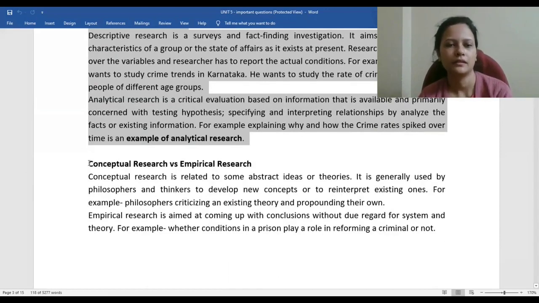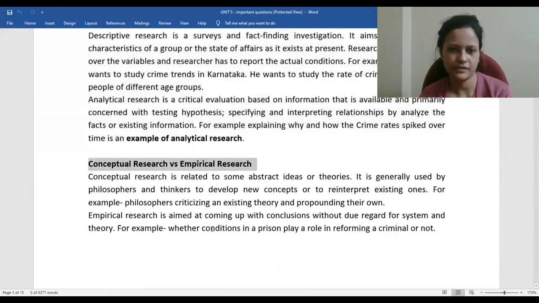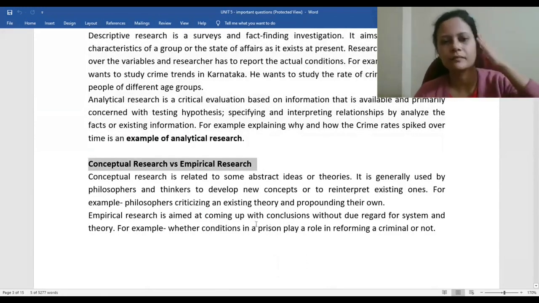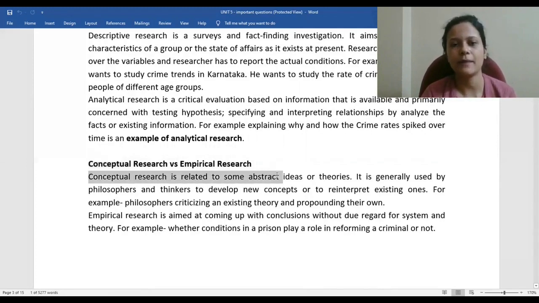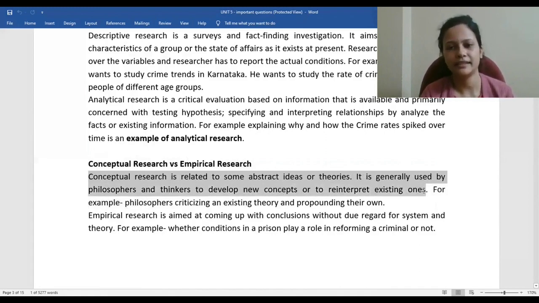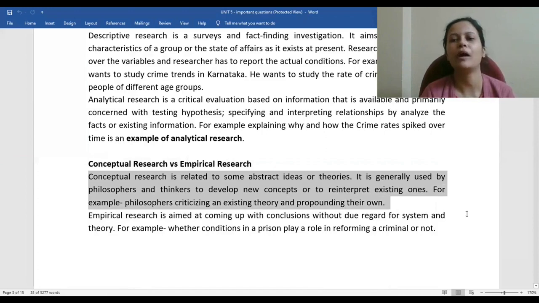Second one being conceptual and empirical research. Okay, now conceptual research is understood again, right? It's like concept, so we want to clear some concept here. So it is conceptual research. Conceptual research is related to some abstract ideas or theories. It is generally used by philosophers and thinkers to develop new concepts or to interpret existing ones. For example, philosophers criticizing an existing theory or propounding their own theory.